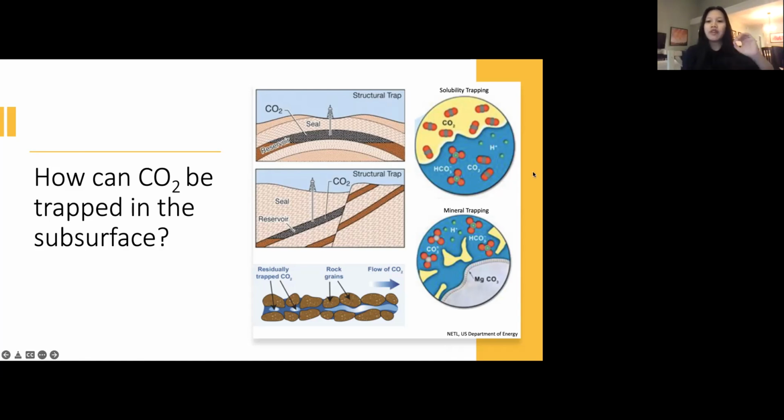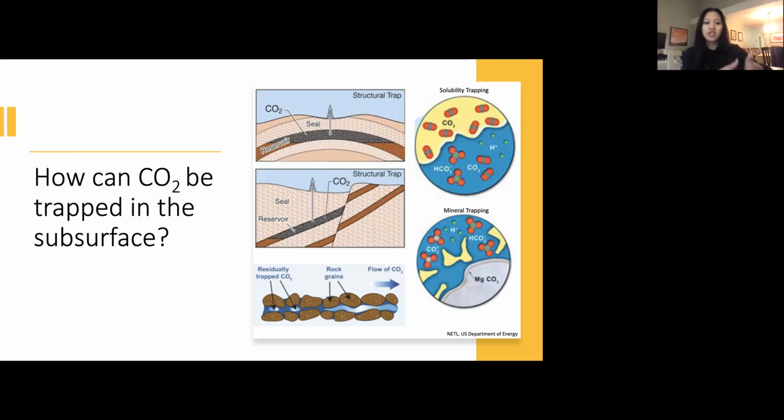The next thing that happens after solubility trapping is mineral trapping. I can say this is the next step when it comes to injecting CO2 in a siliciclastic sediment such as sandstone, and it can happen on a scale of thousands of years, because mineral trapping has to do with the chemical reaction between the CO2 and the kind of rocks that we're injecting into. And it can be different from rock to rock. Like I said, in sedimentary rocks, it can happen on a scale of thousands of years.